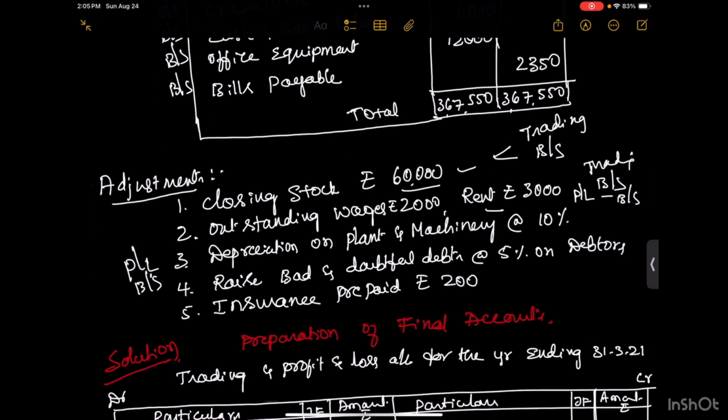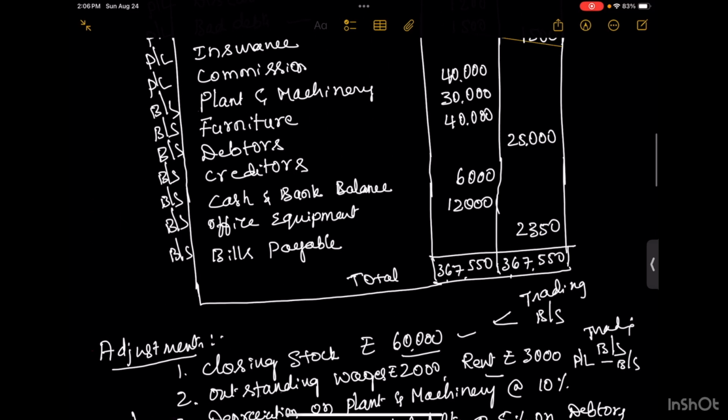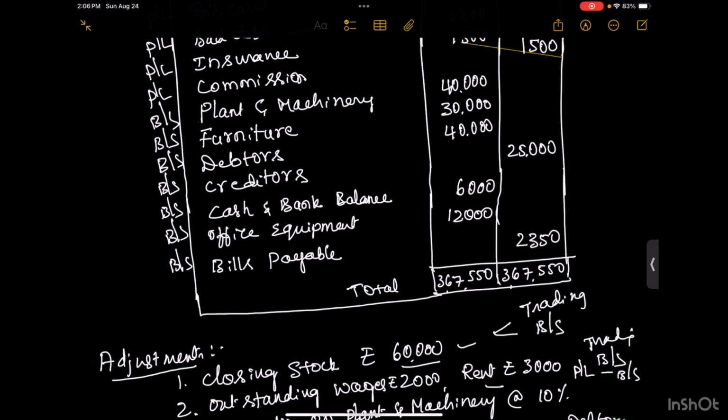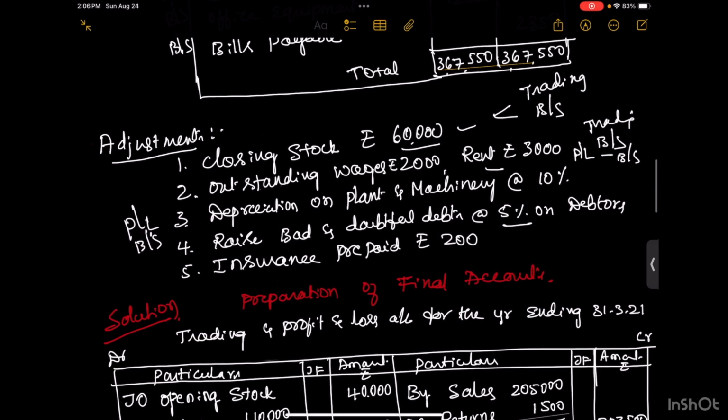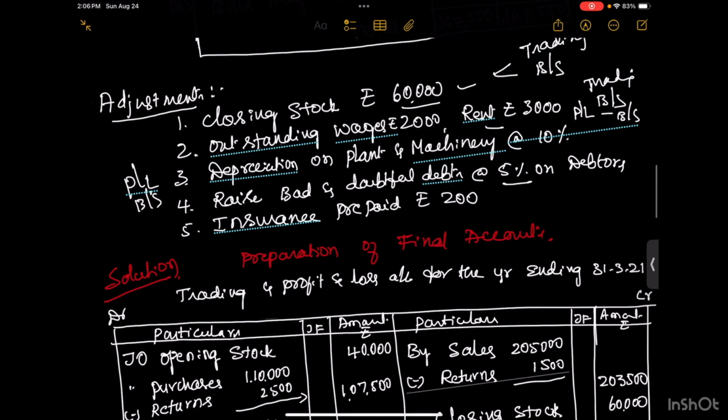Okay, creating a provision for bad debts. This is to be created at 5% on the debtors given in the balance sheet, 40,000. Okay, and that is to be considered as an expenditure loss. So the loss is to be recorded in the profit and loss account and the adjustment to be done in the balance sheet.